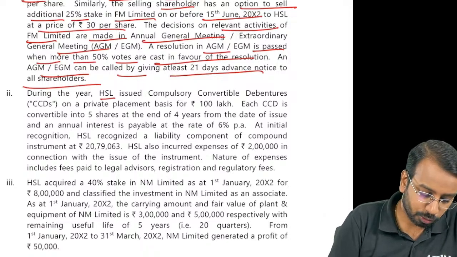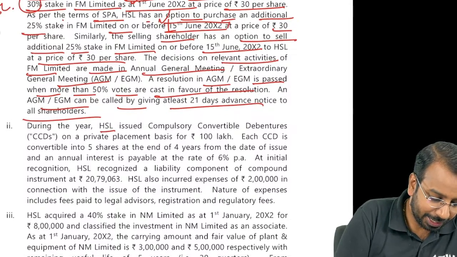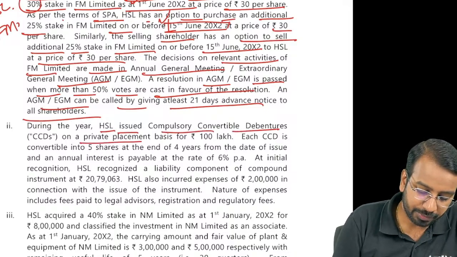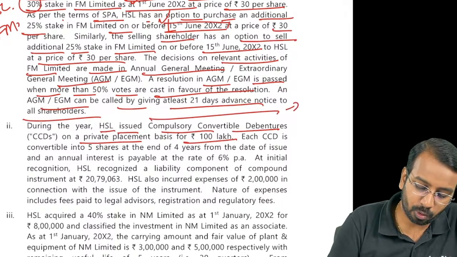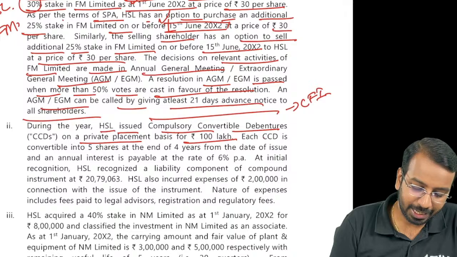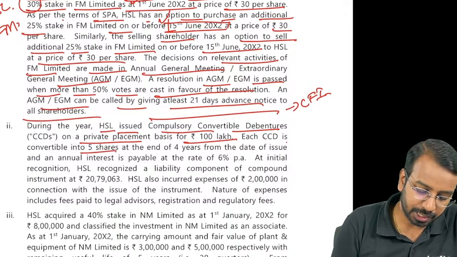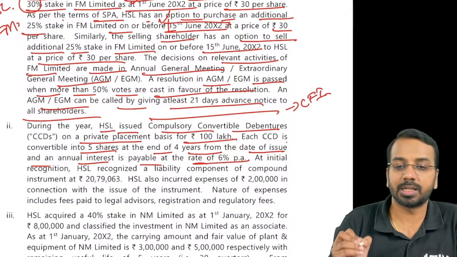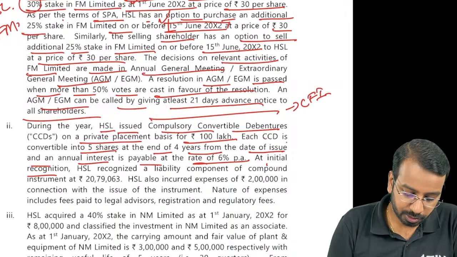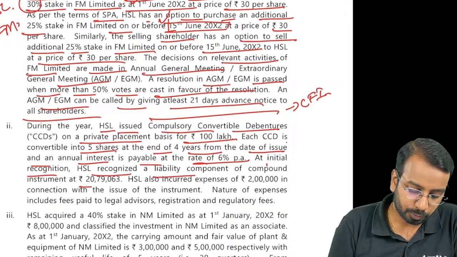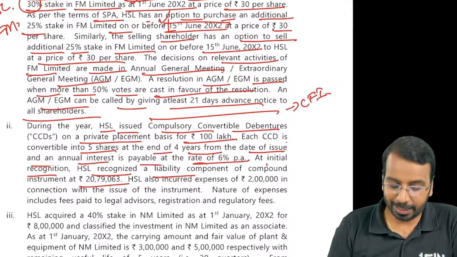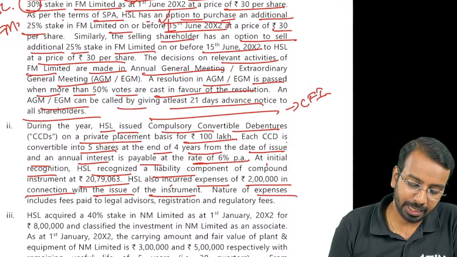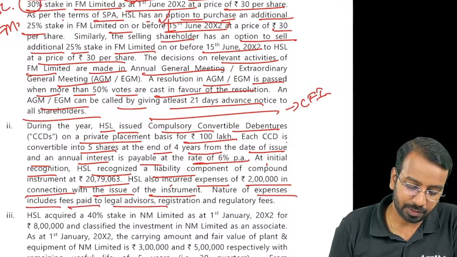During the year, HSL. So here it is about HSL and FM. During the year, HSL issued compulsory convertible debentures on a private placement basis for 100 lakhs. Now CCD are what? Compound financial instruments. Each CCD is convertible into 5 shares at the end of 4 years from the date of issue, and an annual interest is payable at the rate of 6%. On initial recognition, HSL recognized a liability component of 20,79,063, and HSL also incurred expenses of 2 lakhs in connection with the issue of the instrument. Nature of expenses includes fees paid to legal advisors and other aspects.